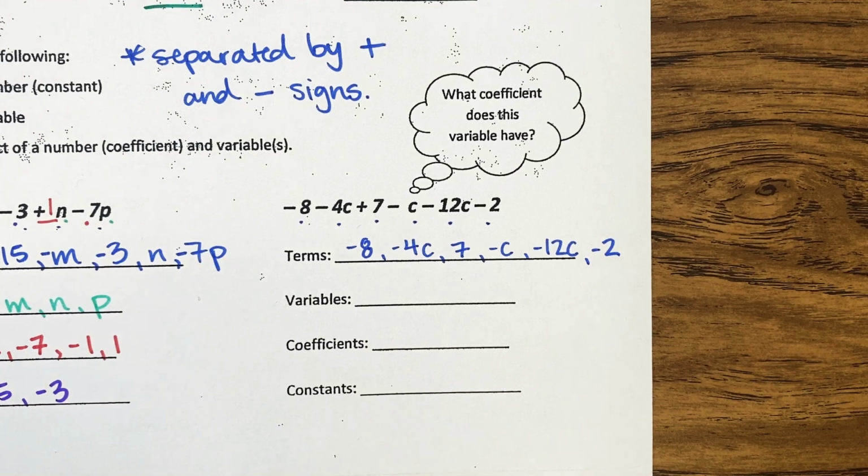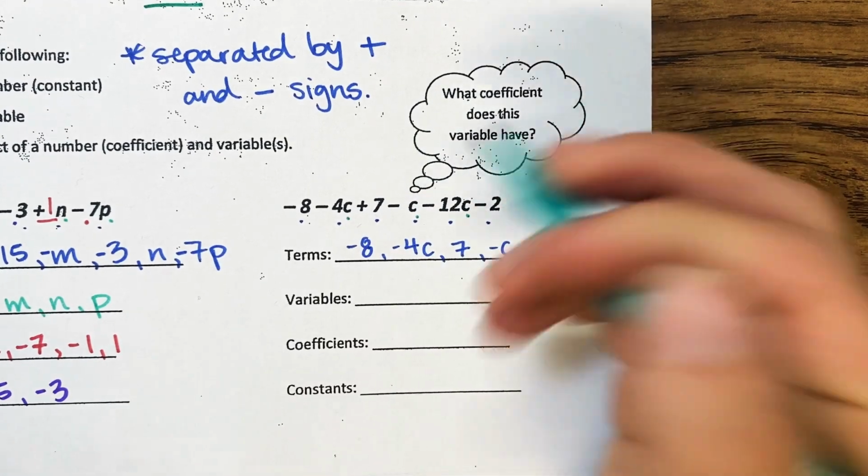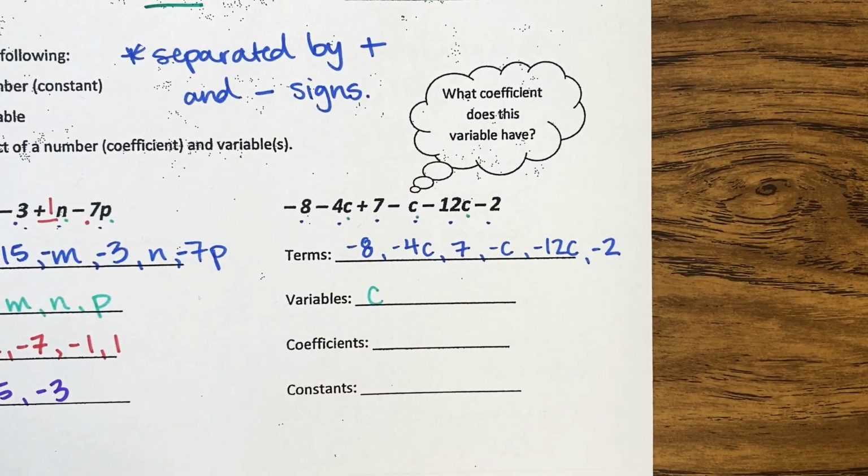Okay, now let's find our variables. Variables are the letters. So I just see C, all C's this time. So you can just list one C.